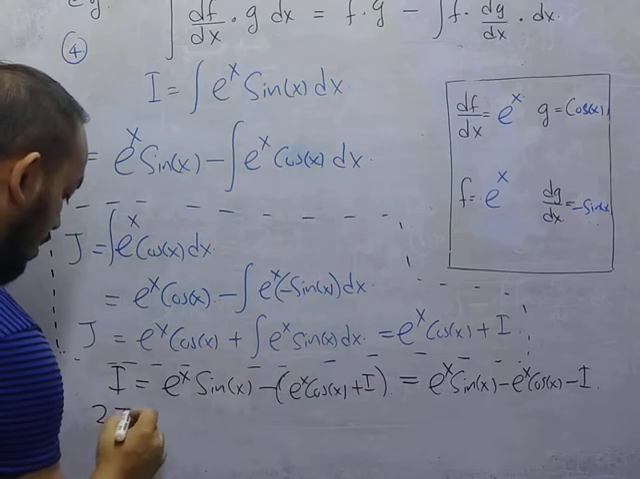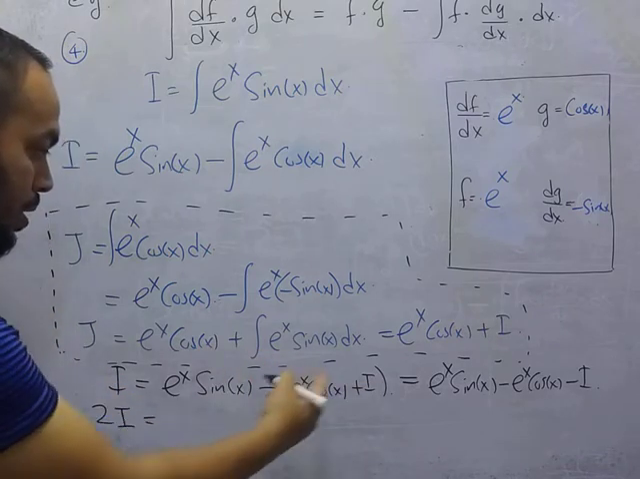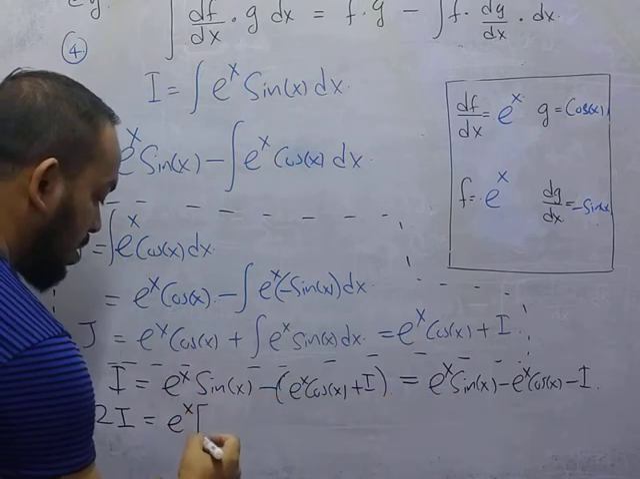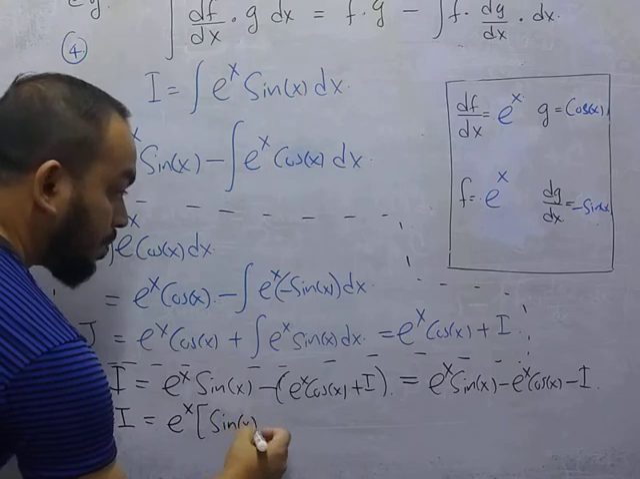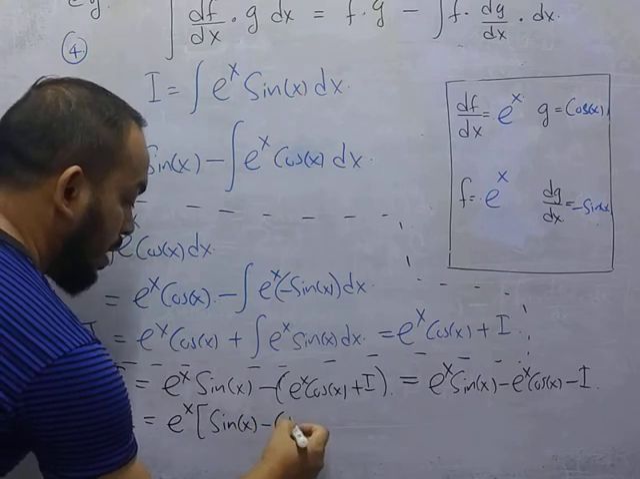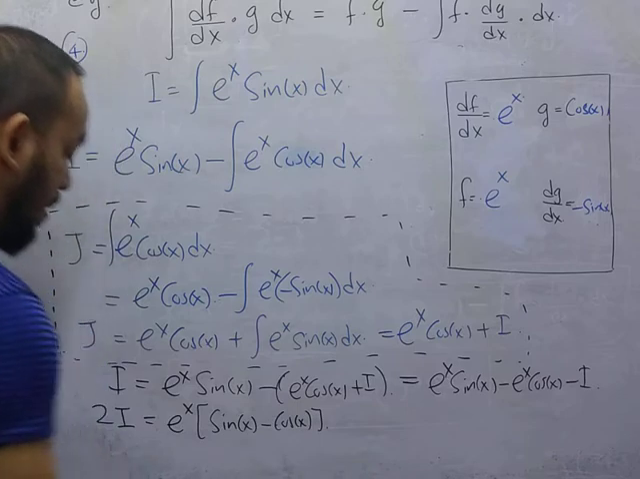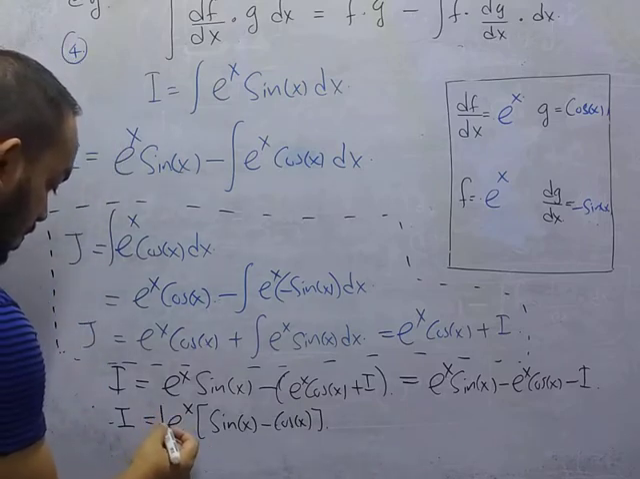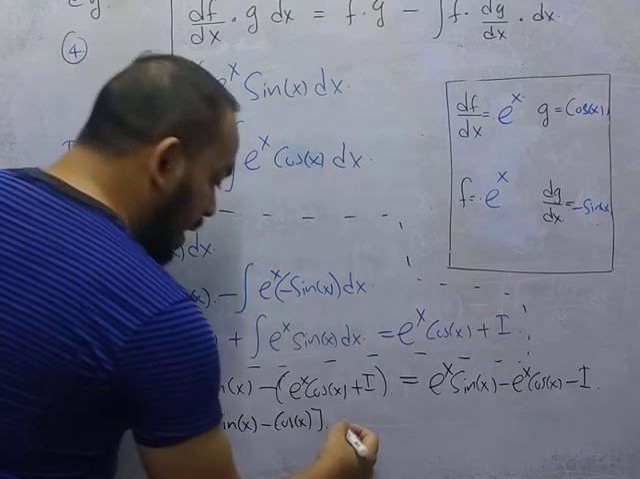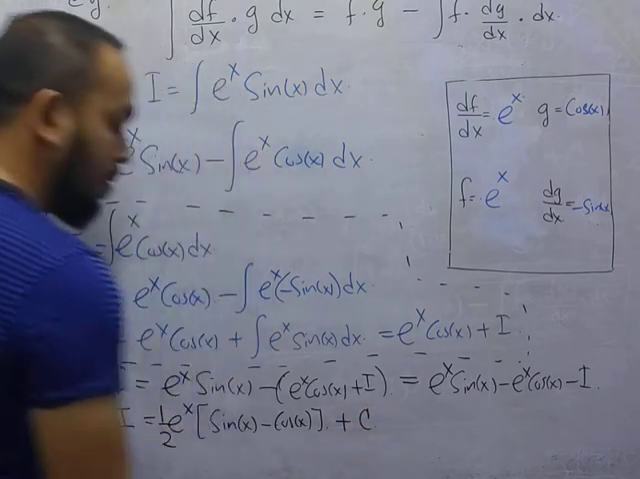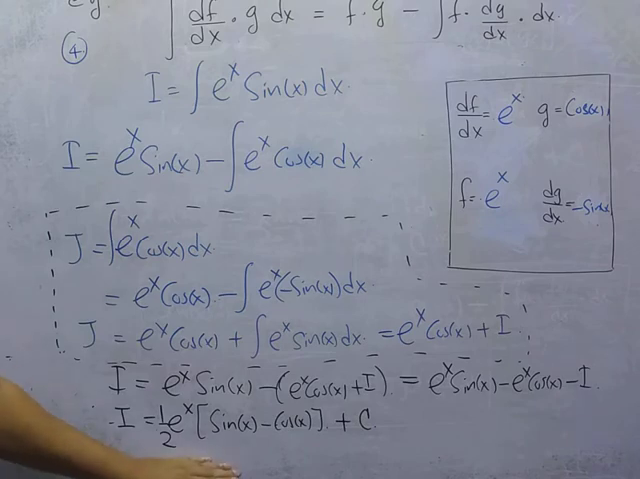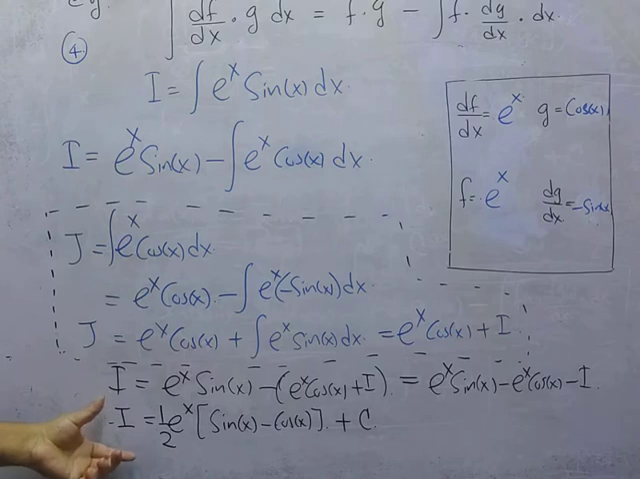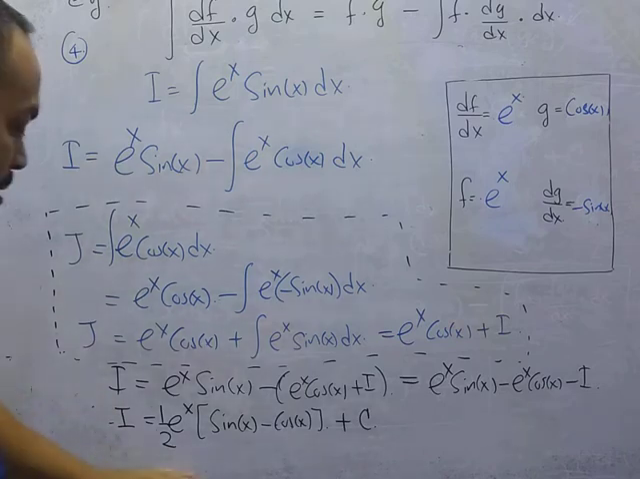So I get 2 times I, the integral. 2 times I is equal to this. So let me just take e to the power of x out: sin x minus cos x. Right. So now I can divide this whole thing by 2. Right. So I finally have to add the integration constant. See how you obtain it. This is what you started with. This is what you wanted to integrate. Now you integrated this function.